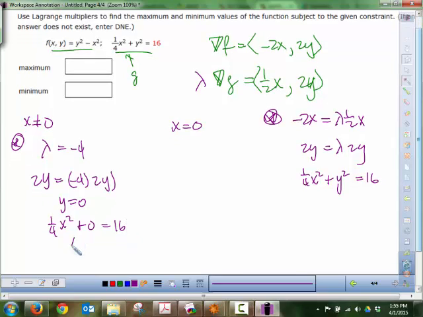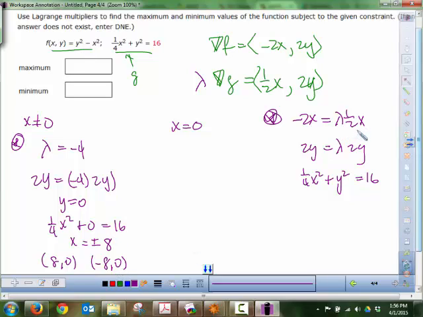So x, this is 16 times 64, and then take the square root of that. It's 8, but don't forget the positive and negative options for this. So I have 2 points out of this. We got 8, 0 and negative 8, 0. So I'll remember to check that into my original function.